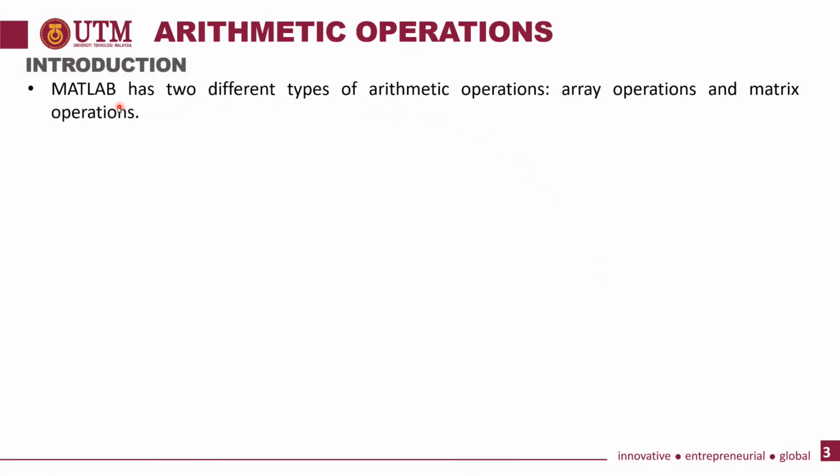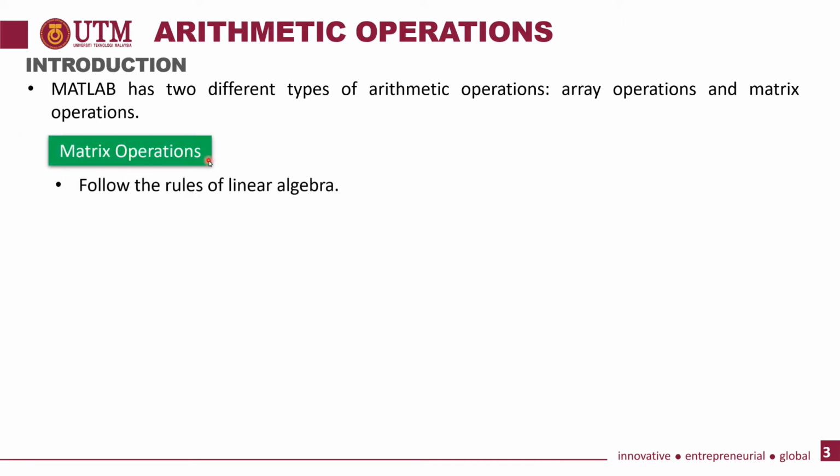Okay, so MATLAB has two different types of arithmetic operations. The first one is array operations and the second one is matrix operations. In this chapter you need to know how to initialize and use them, and when you want to use array operations or matrix operations. Alright, so what are matrix operations? Basically, matrix operations follow the rules of linear algebra. When you are learning your mathematics, matrix operations directly follow the rules of linear algebra.